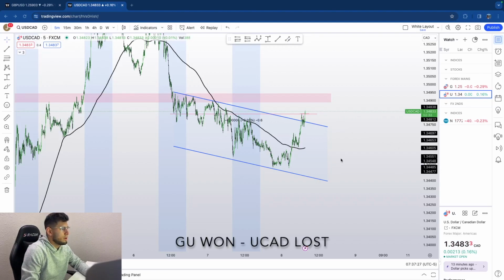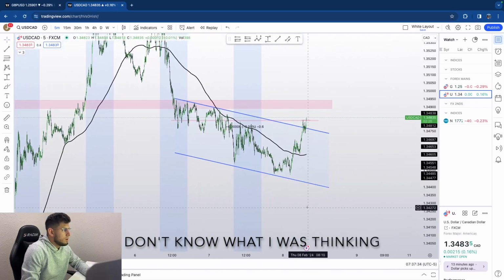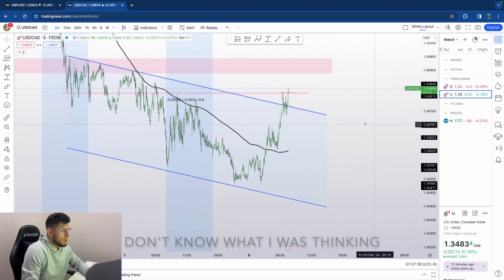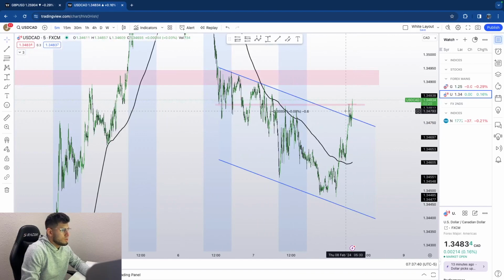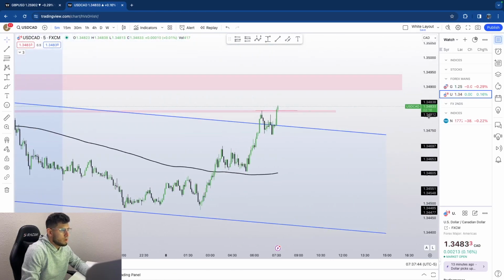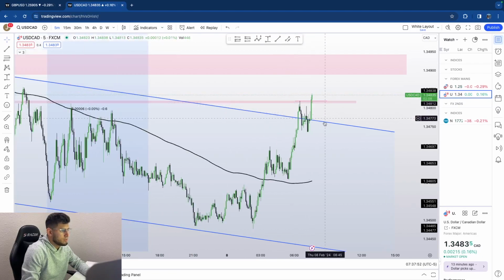So right here, UCAD, 5-minute chart where I execute. There is this little channel to the downside, and I'm looking at this pullback for a potential short. So I'm looking at this zone right here, which it broke. I wanted this to potentially be a liquidity grab off of this little area right here, but it's broken too much structure to the upside and it's gotten too much momentum. So no longer that right there for a potential short.